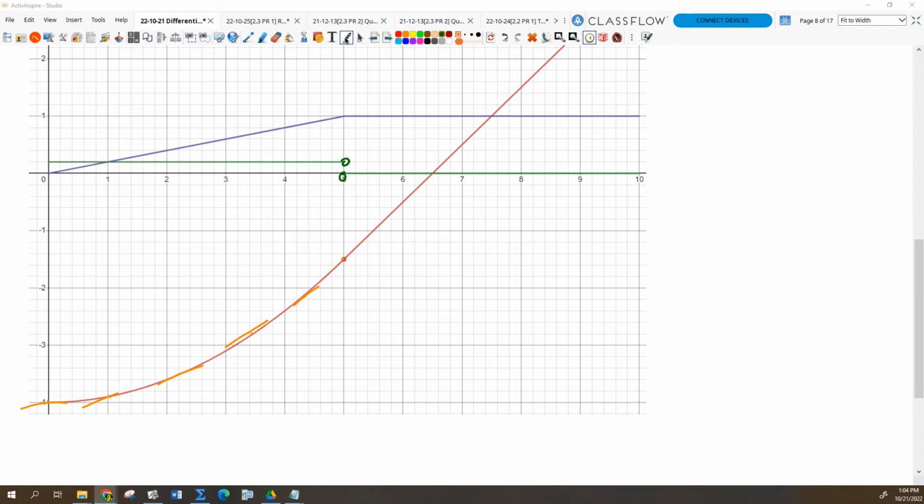Because you have a sharp corner and derivatives are undefined at sharp corners. And so I need to omit that value from the domain of the acceleration function. Acceleration is undefined at 5, okay? And you see why, because think about what we're saying would happen there. We're saying you would instantaneously change your velocity from 1 to 0.